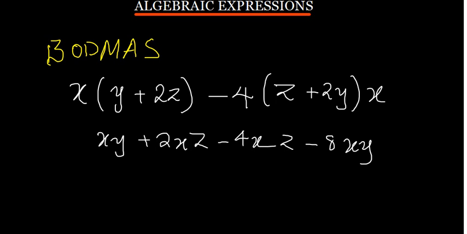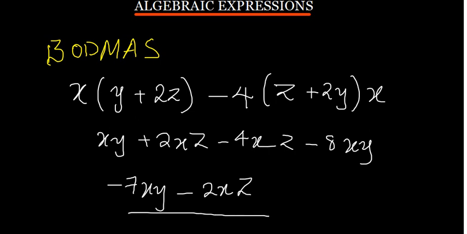So from here now, add like terms. So I've got xy minus 8xy, that is going to give you negative 7xy. And then 2xz minus 4xz, this will give you negative 2xz. So if I want, I can factorize out x, but you can as well end here. So this is how you get to simplify these terms. Make sure that you just look at what is common, right?